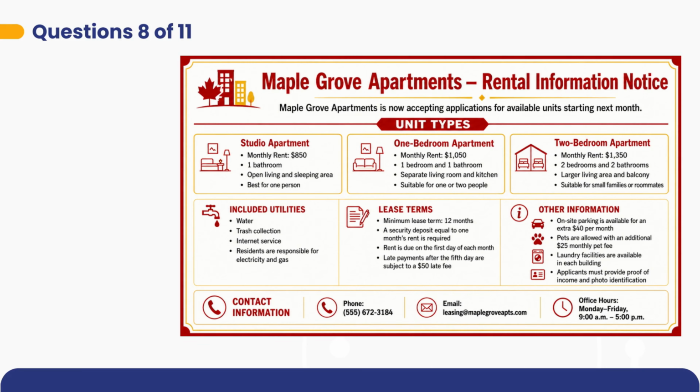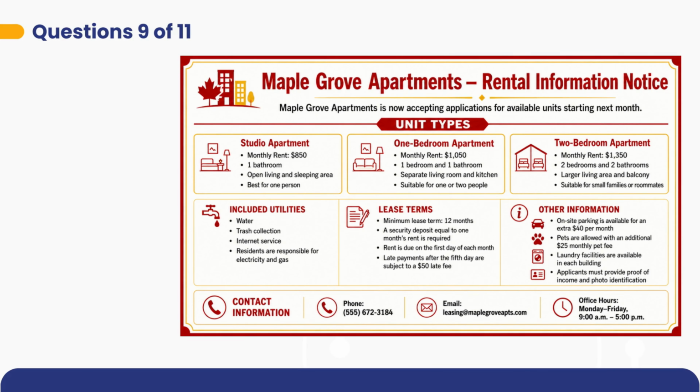I'd like more information about the apartments. How can I contact the leasing office, and what are the office hours? Begin preparing now. Begin speaking now. You can contact the leasing office by phone at 555-672-3184 or by email at leasing@maplegroveapts.com. The office is open Monday through Friday from 9 to 5.